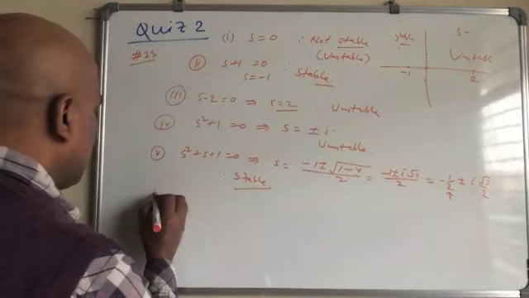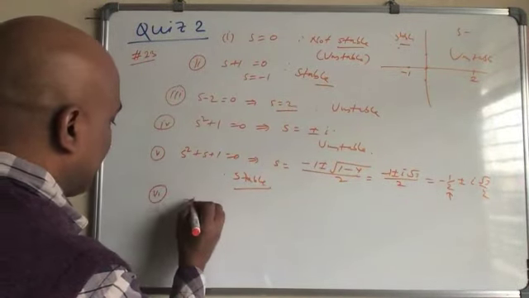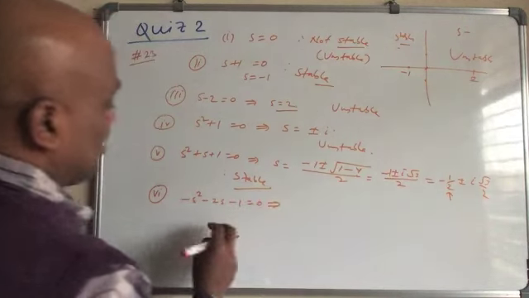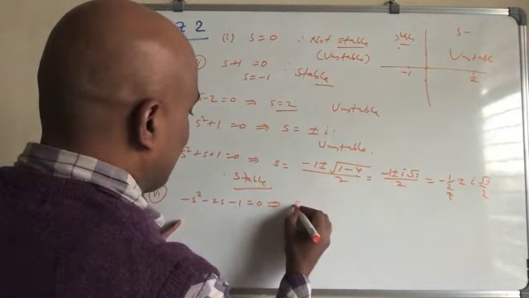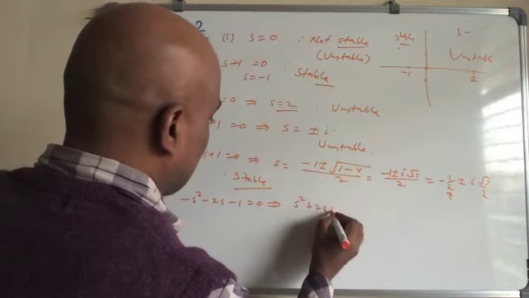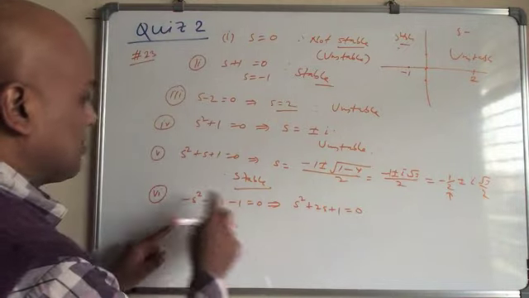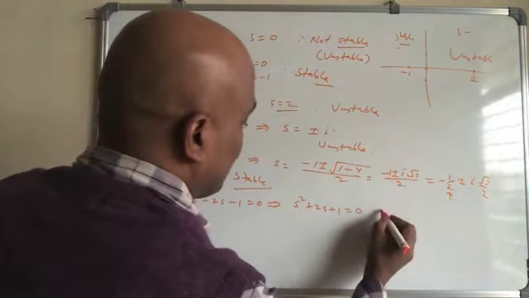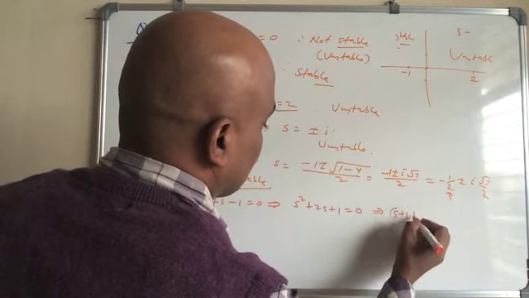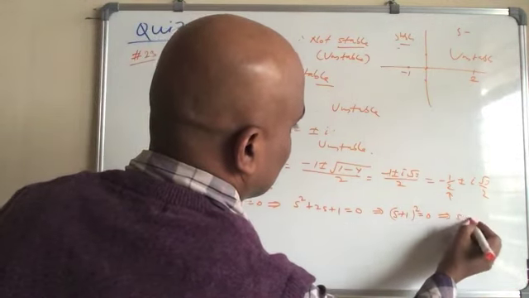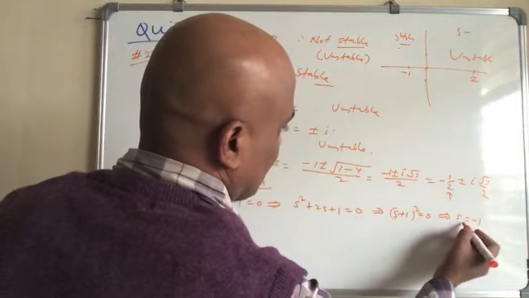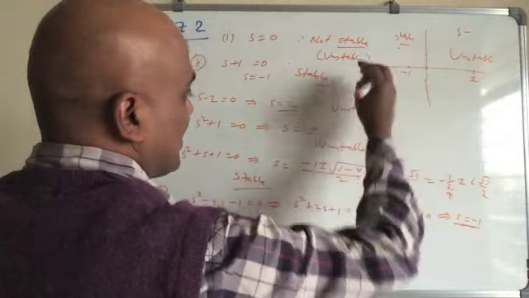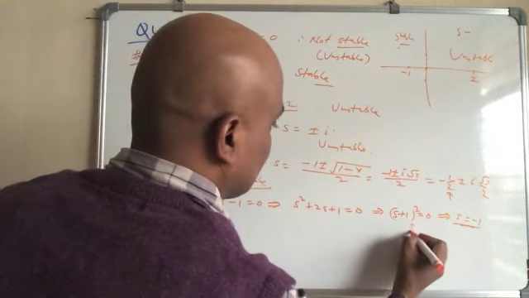Okay, so next is minus s square minus 2s minus 1 equal to 0. So this you can simplify, you can make it s square plus 2s plus 1 equal to 0, right? It has minus everywhere, same sign. You can make it like this. And hence, what do we get? We get s plus 1 whole square equal to 0, and we get s equal to minus 1, which is a repeat. Yeah, so we have both the roots, repeated roots on the left side, hence this is stable.